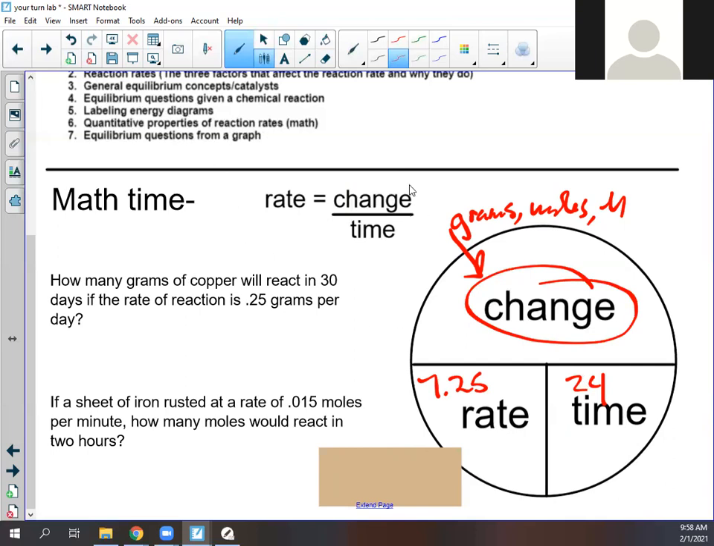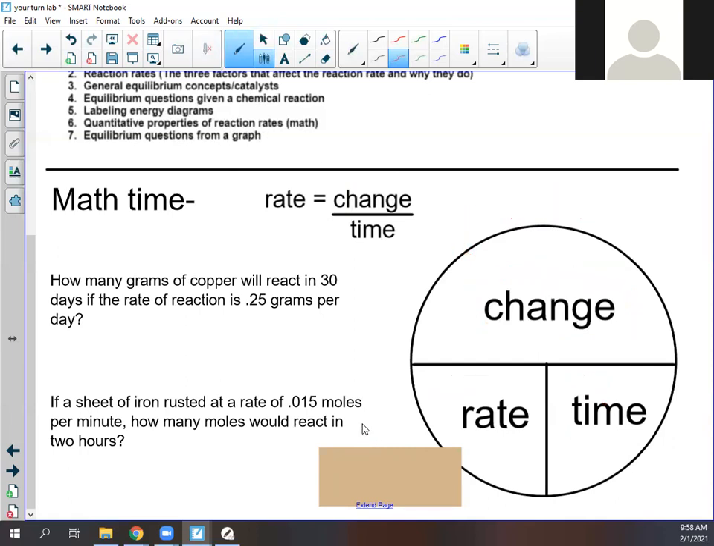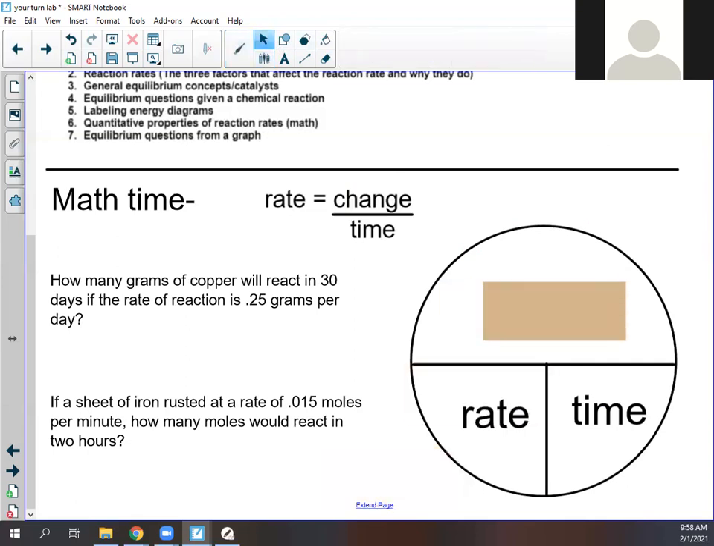All right, so anyway, the math isn't super complicated. You've done it before. It's just vocabulary. All right, two practice problems. It says how many grams of copper. So I just said the unit of change will be grams. So I'm going to cover change up, which means whatever I'm left with, I'm going to multiply the rate times the time.